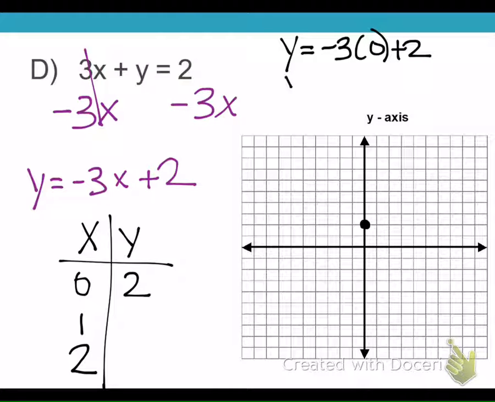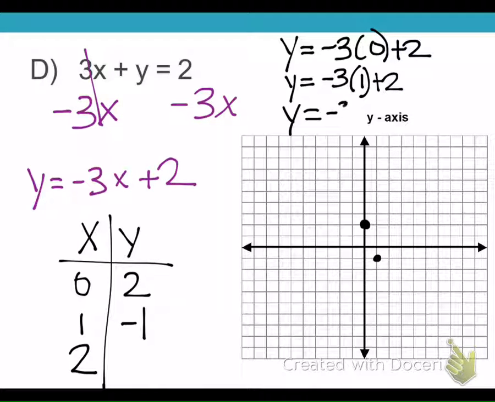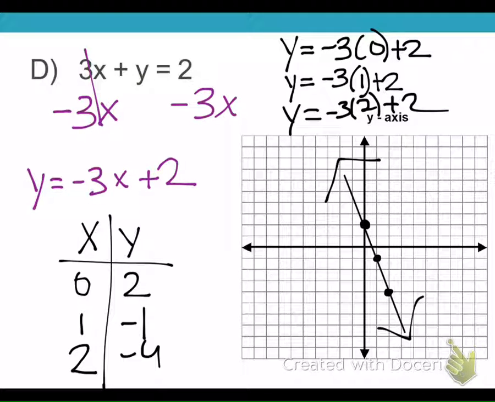All right, so when you plug 1 in, what do you get? You get negative 1. Good. Quiet down, guys. We're not done yet. When you plug 2 in, what do you get? That's negative 6 plus 2, which, yes, negative 4. Good. So write 2, negative 4. 1, 2, 3, 4. I will connect these and put arrows on the ends. How'd you guys do?